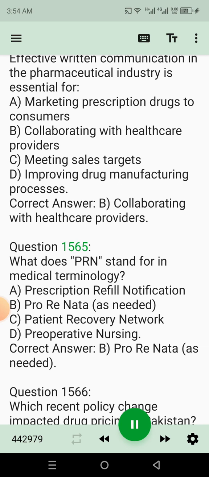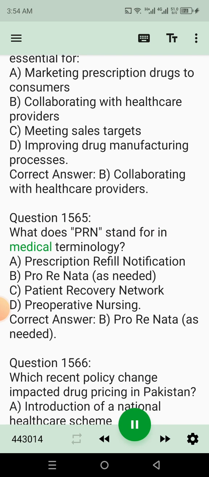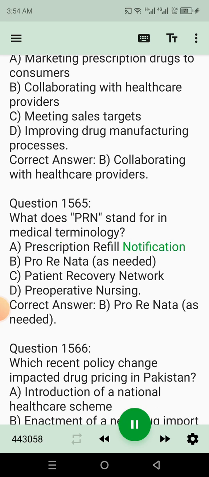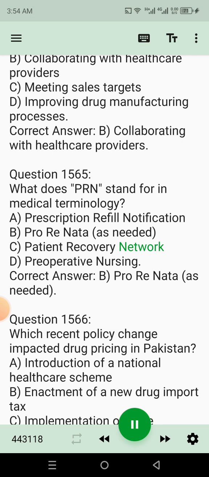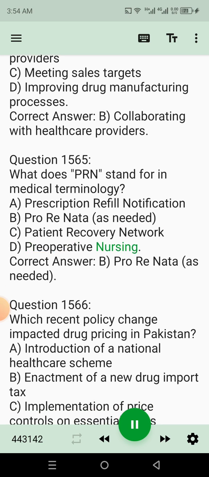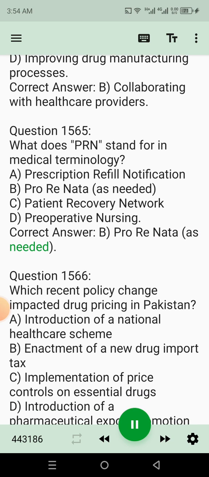Question 1565. What does PRN stand for in medical terminology? A. Prescription refill notification. B. Pro re nata, as needed. C. Patient recovery network. D. Preoperative nursing. Correct answer. B. Pro re nata, as needed.